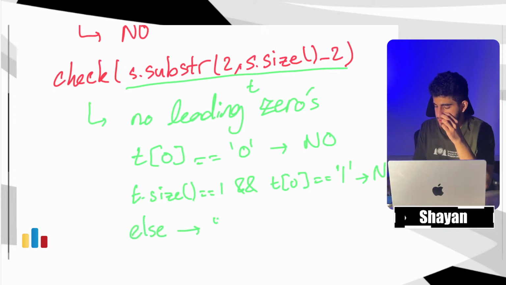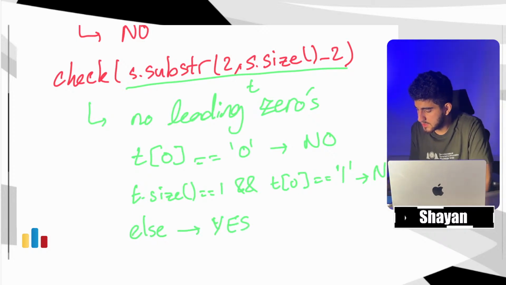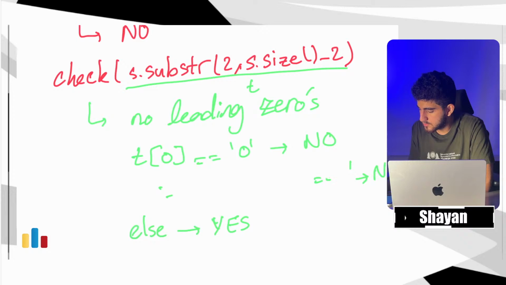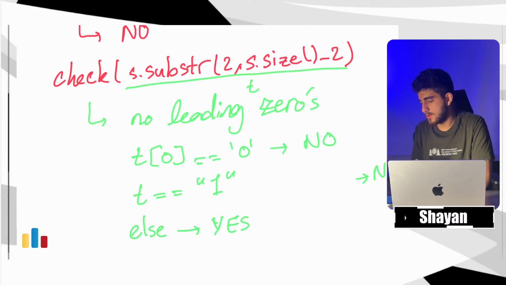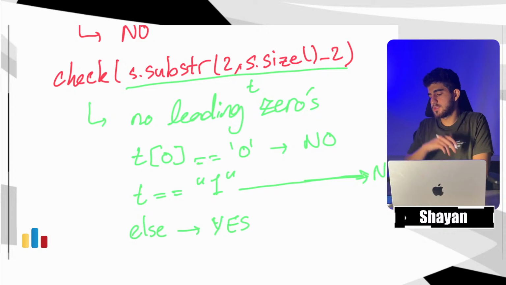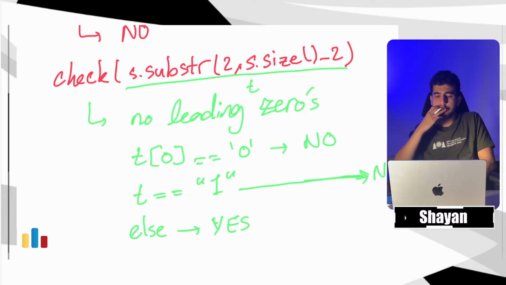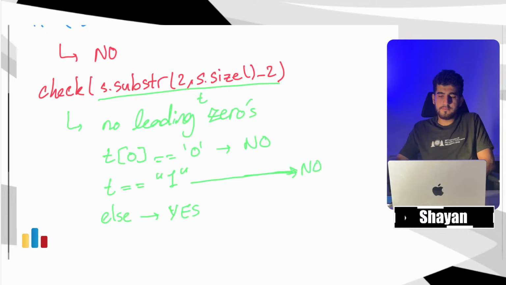The answer is yes, because we have a number with no leading zeros and this number is greater than 1. And instead of t dot size equal to 1 and t of 0 equal to 1, we could also say that if t is equal to the string of 1, in this way the answer is going to be no. Otherwise the answer is going to be yes. So this is how we can solve problem A.